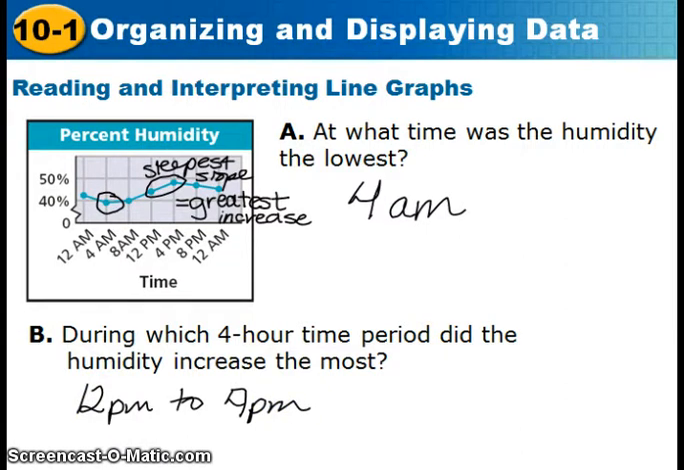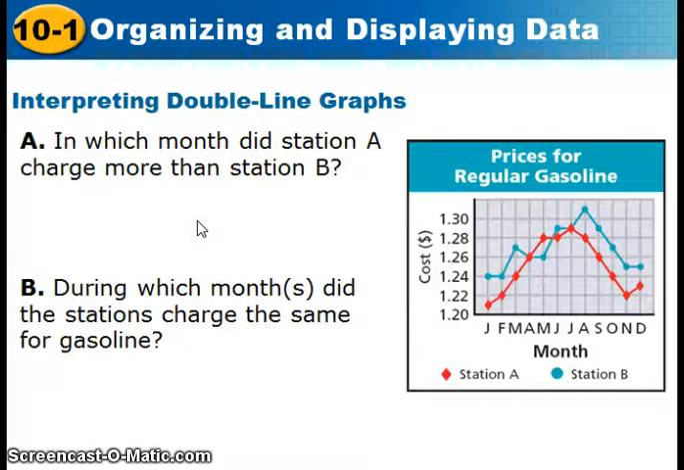Now, just like there are double line bar graphs, there are also double line graphs. And double line graphs are really nice because they can allow you to compare two different trends. In this graph, we were able to see the trend in the humidity. But if we looked at a double line graph, we could look at the trends in, for example, this one is about gasoline prices in different months. And we could compare the gasoline prices at two different stations. So it's not just what's happening at one, but what's happening at the other.